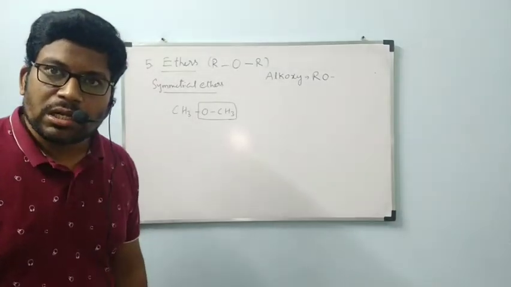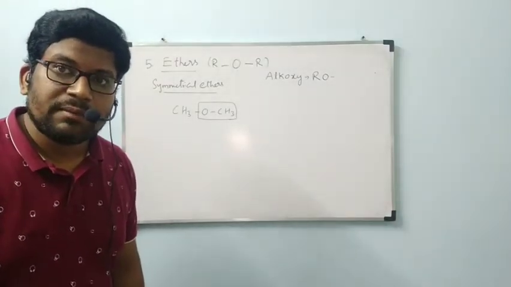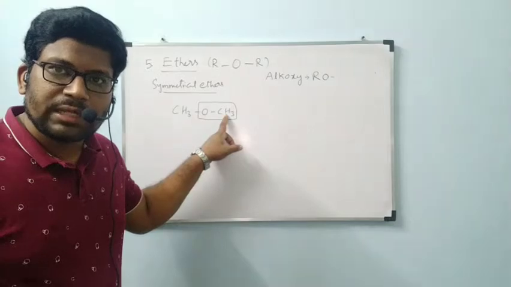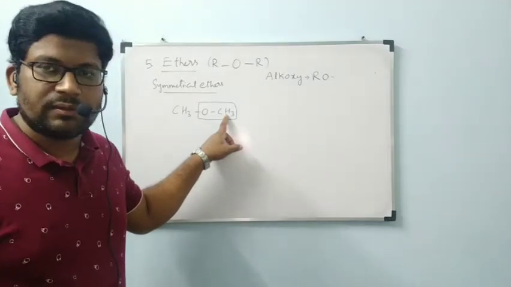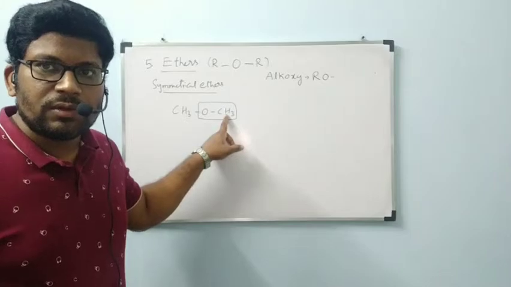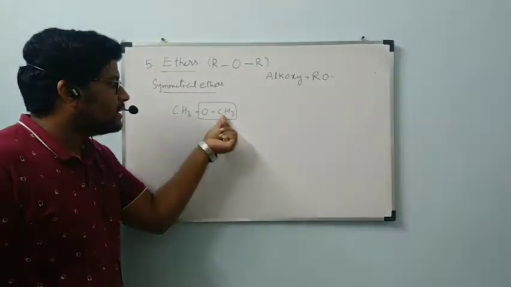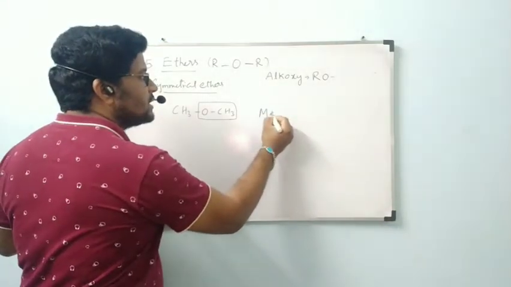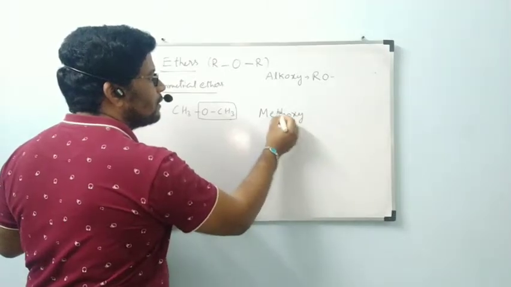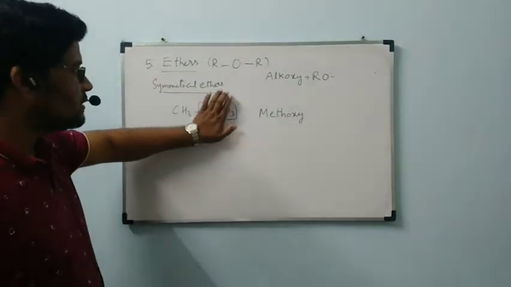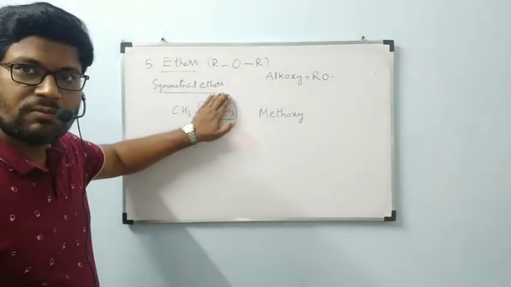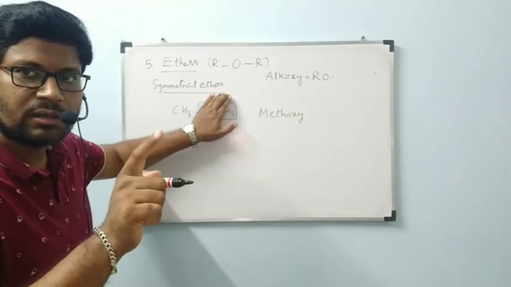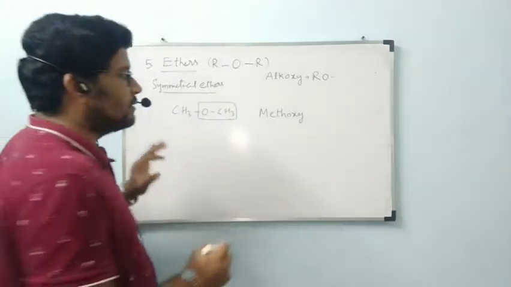The RO group is called alkoxy. In that, if R is a methyl group, that is called methoxy. Now, how do we give the name of this compound? We have joined this methyl group with oxygen, that is called methoxy. Write that methoxy first, and after that, close it. Outside, how many carbons do we have? One carbon, the root word is meth, and with ane, methane.